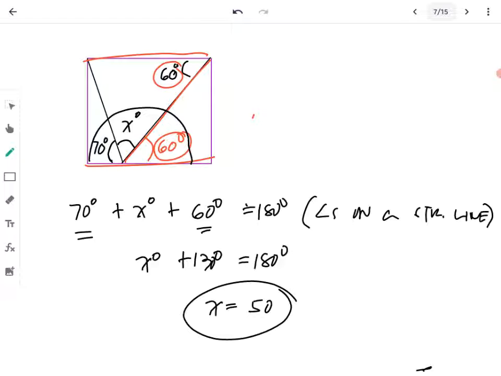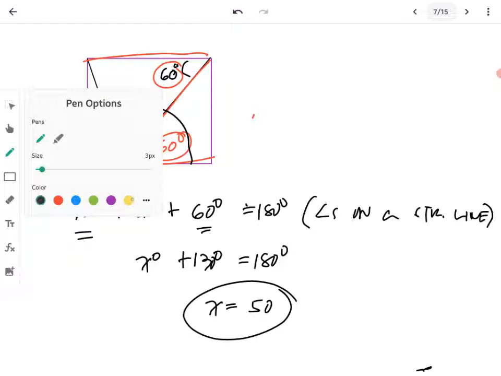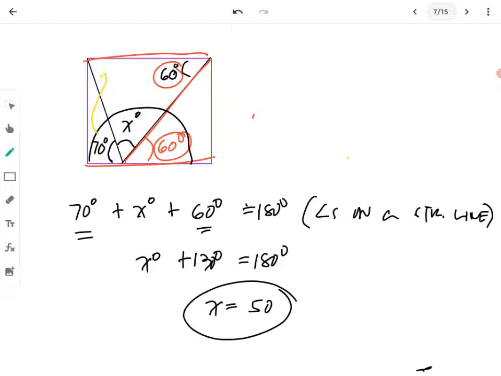Another method of solving this is without using 60. Instead of using the 60, you can use the 70. That's also 70 by the same reasoning, alternate interior angles. Now, if you have that 70, you can just add the 60, the 70, and the x, being angles on a triangle. That's another alternative method.